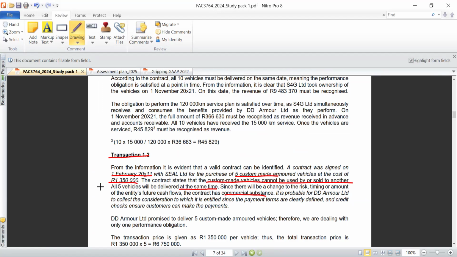All right. And then obviously the performance obligations on the side of DD Armor Limited is that they should be delivered, of course, to C protection. And then of course the other term is that there will be a change to the risk, timing, and amount, simply because the contract has commercial substance. Now, it is probable for DD Armor Limited to collect the consideration to which it is entitled, since the payment terms are clearly defined and credit checks ensure customers can make payments.